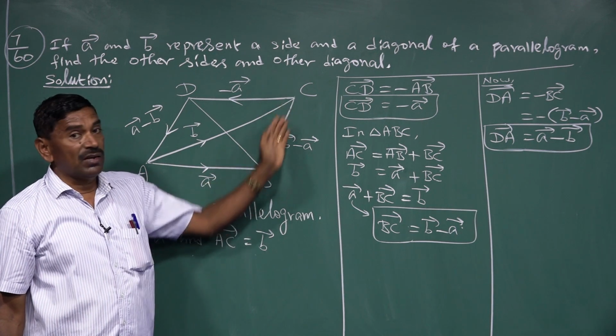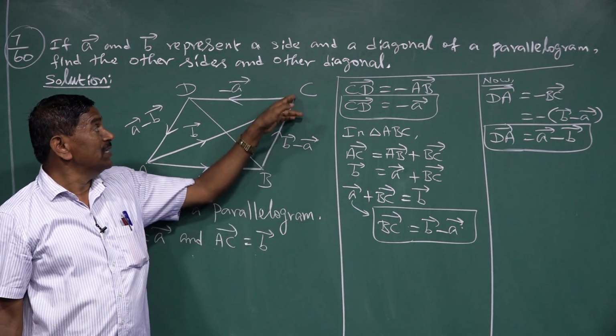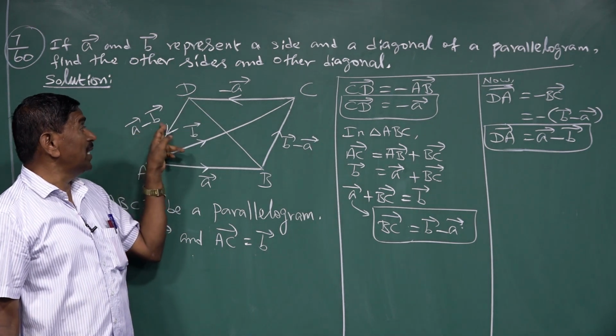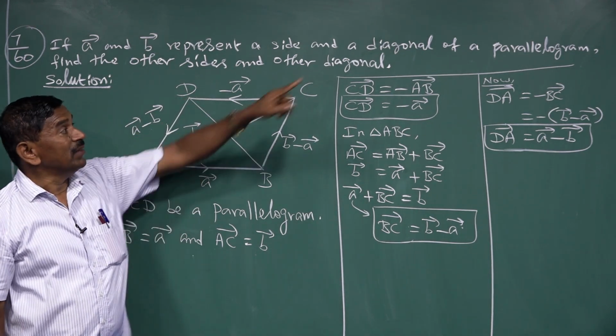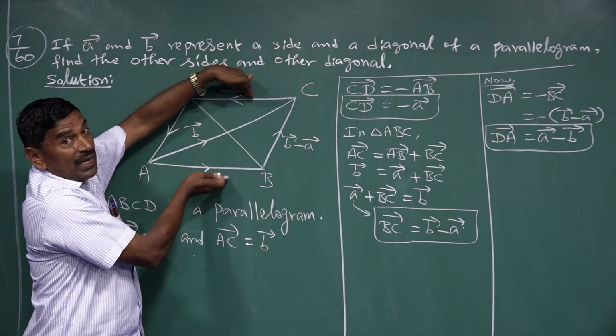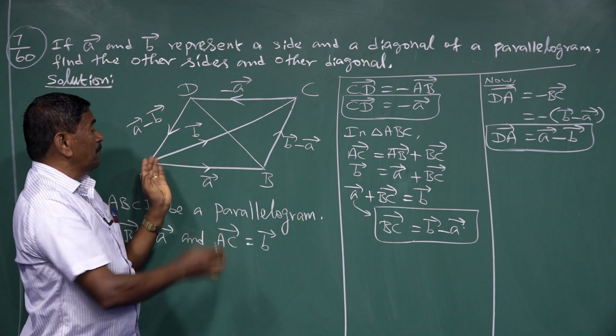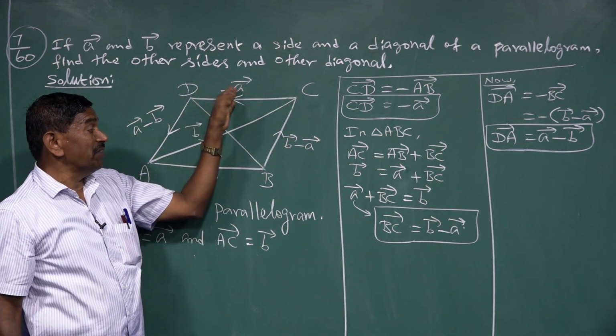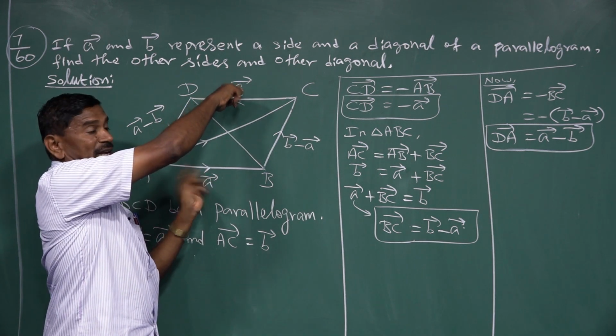That is, BC vector equals B vector minus A vector, CD vector equals minus A vector, and DA vector is equal to A vector minus B vector. Remember, the keyword is parallelogram. In a parallelogram, the opposite sides are parallel and equal. And here, AB vector is plus A vector, but CD vector equals minus A vector because it is opposite in direction.